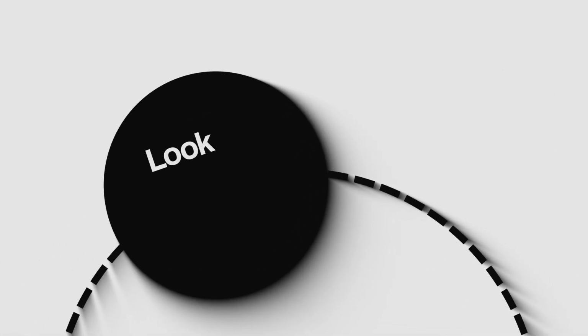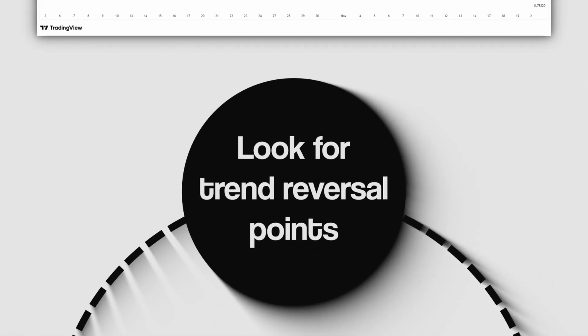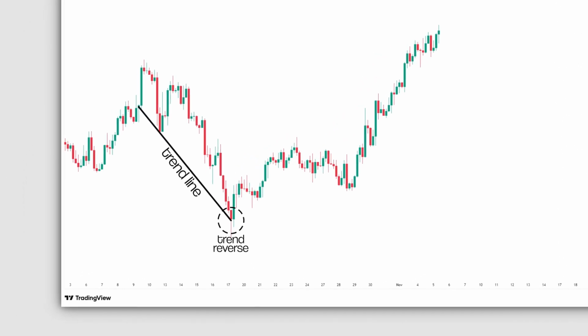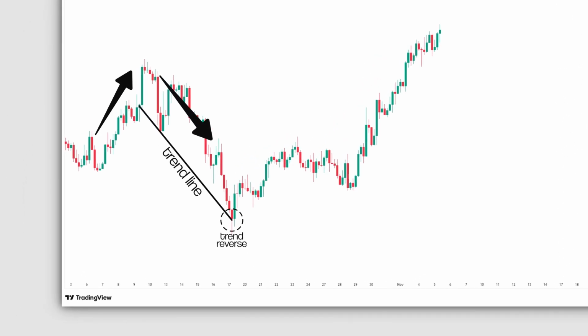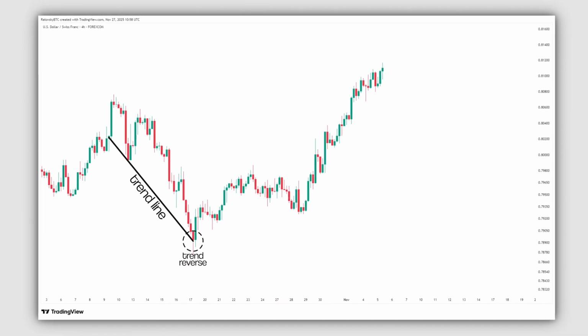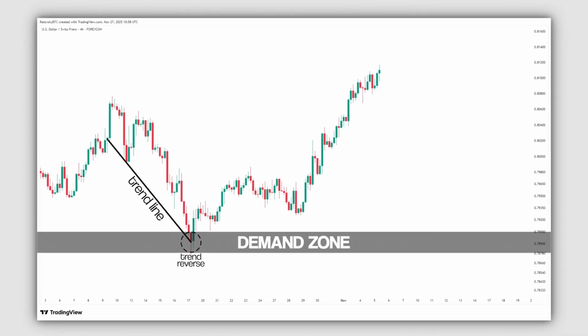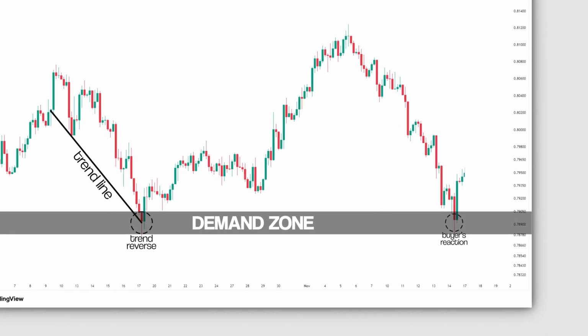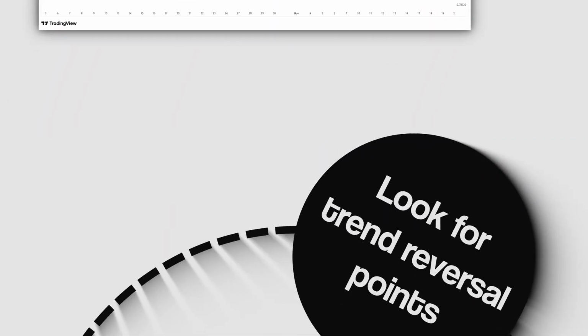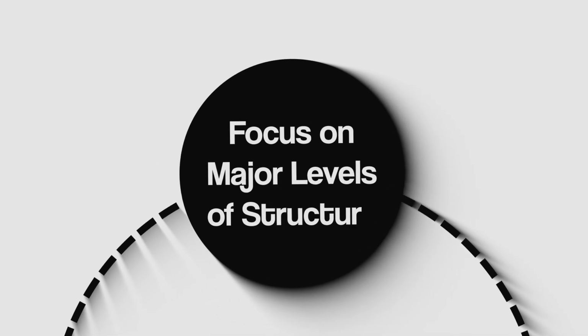Second, look for trend reversal points. These are the areas where the trend changed direction, from uptrend to downtrend, or from downtrend to uptrend. Wherever a trend flipped, there was a surge of orders, either strong supply or strong demand, and these points often become powerful reaction zones.